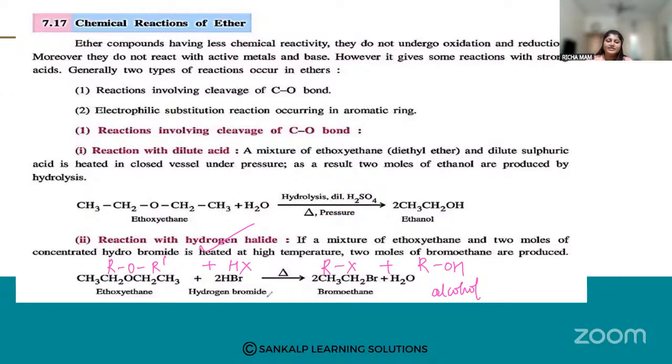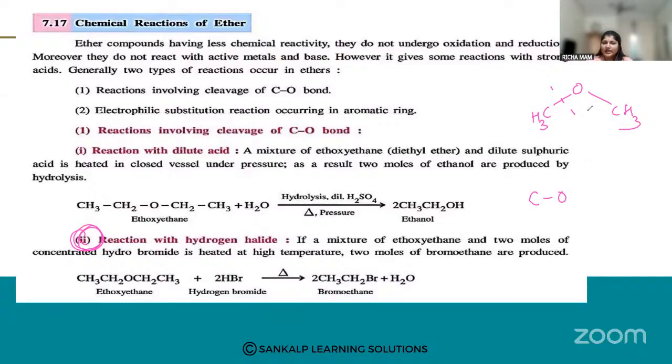They have given the example of ethoxyethane, diethyl ether, reacted with hydrogen bromide. What I have got is bromoethane, and water is formed. This is the first reaction, which involves the cleavage of the C-O bond. Here this is CH3 and this is CH3; this bond is breaking and a new bond is forming, so new products are forming. This is a reaction with hydrogen halide.